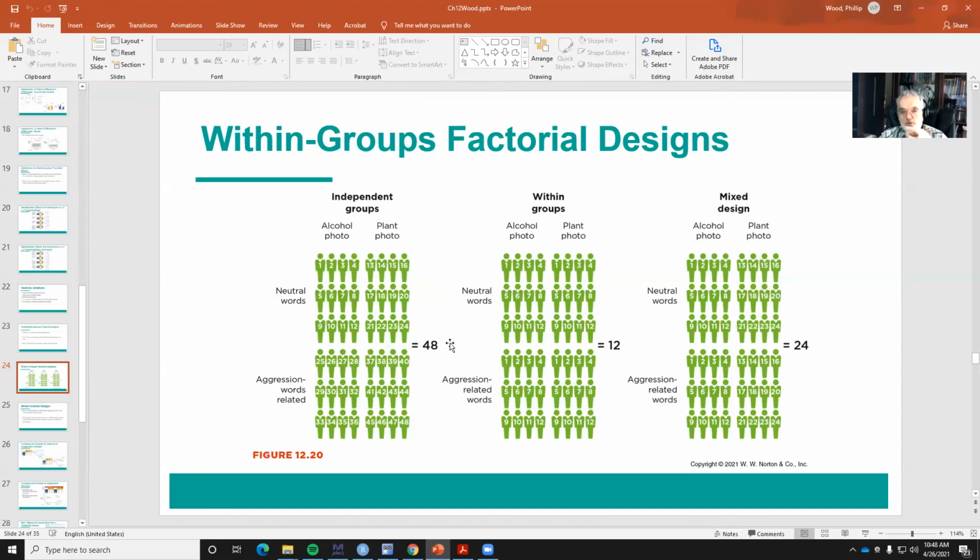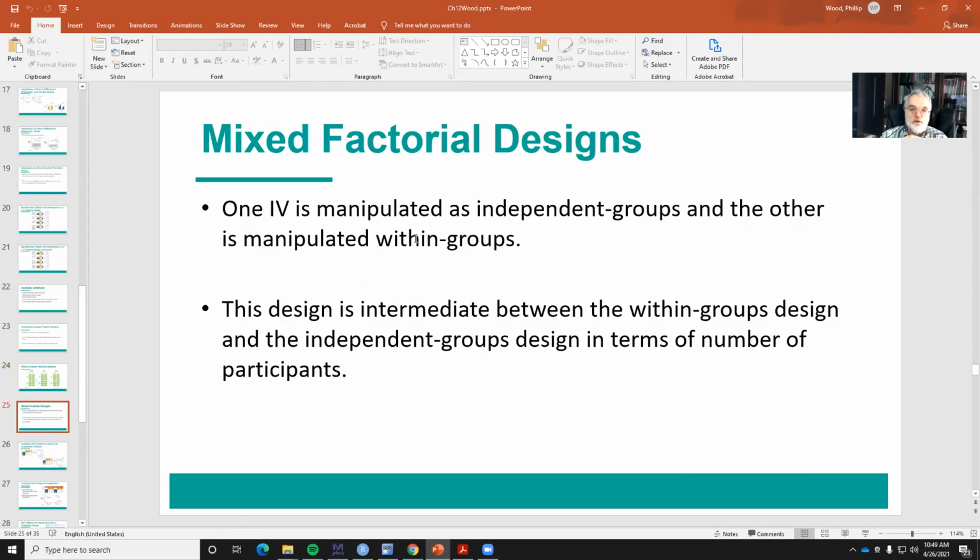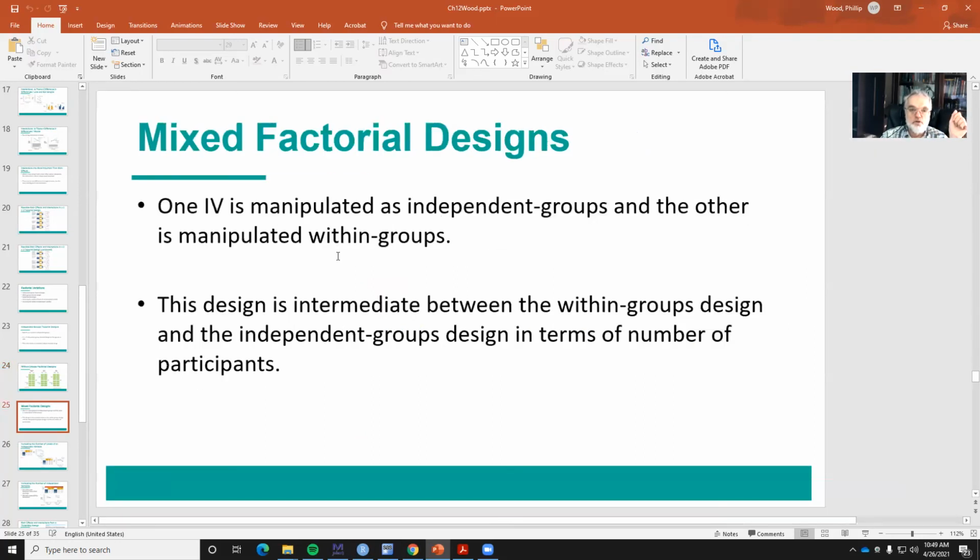A completely within groups design is the easiest one. That's why I started with it. We have the same people across all the conditions. The next easiest one is an independent groups design. Every cell is different people. And a mixed design is when I repeat levels of some of my variables, but not others. And she talks about that as well.